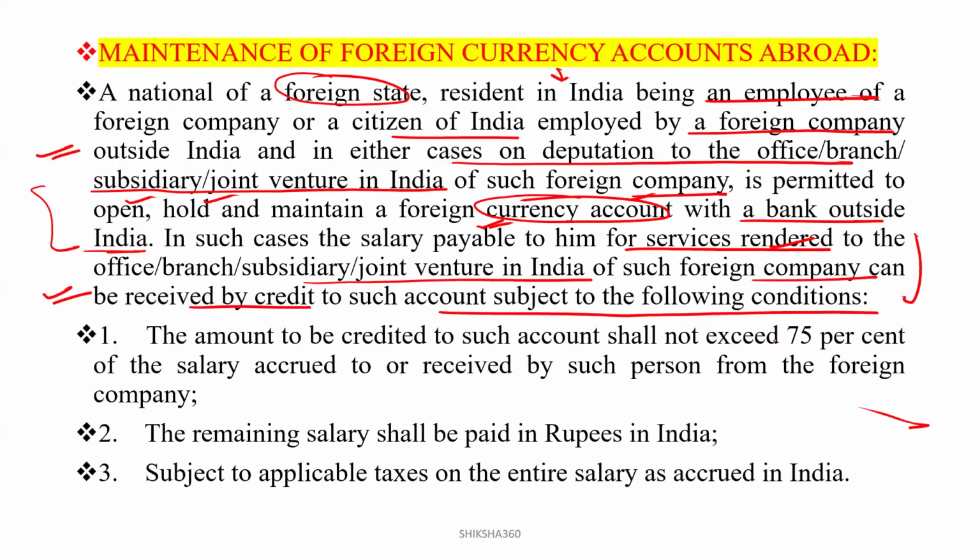That shall not exceed 75%. The amount to be credited to such account shall not exceed 75% of the salary accrued or to be received by such person from the foreign company. The remaining salary shall be paid in rupees in India. So 75% is the maximum in foreign currency, and the rest is to be paid in Indian rupees.